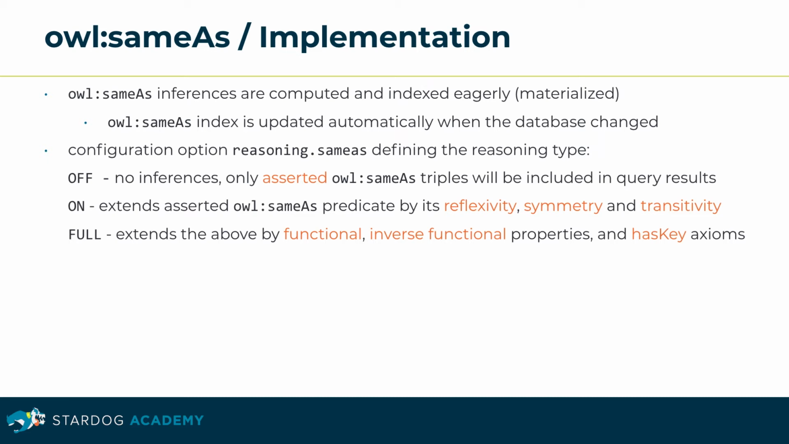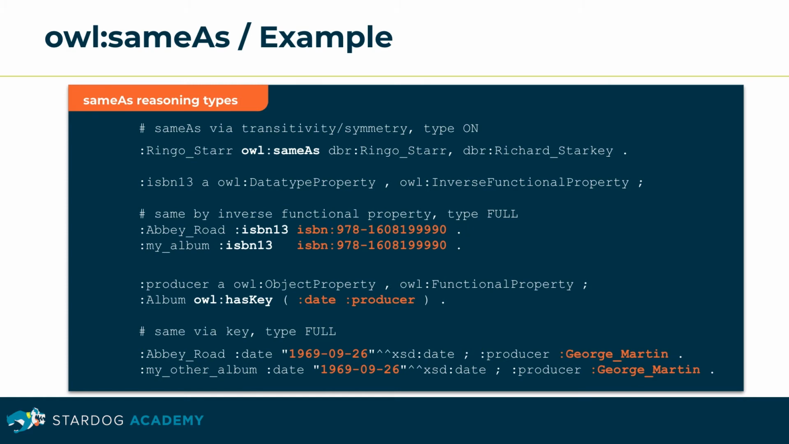The reasoning type on will extend the asserted statements thanks to the reflexivity, symmetry, and transitivity of the sameAs predicate. The full mode will further leverage the functional, inverse functional, and hasKey axioms to infer equivalence of individuals. In the first example, the resources Ringo Starr and Richard Starkey are inferred to be the same thanks to the transitivity and symmetry of the asserted sameAs relationship.